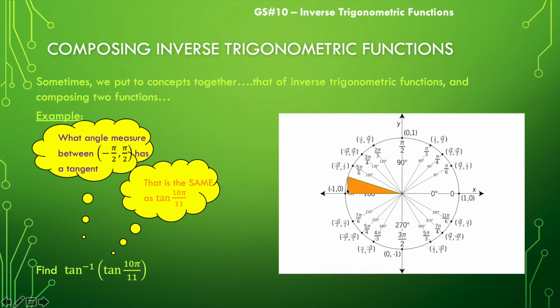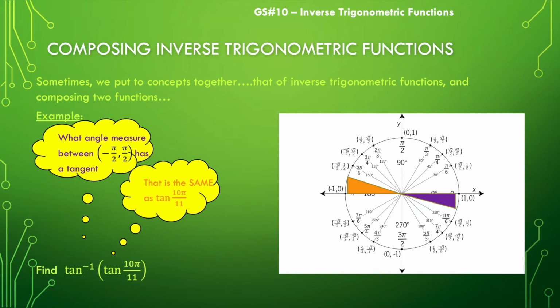Okay, so notice I don't know what the tangent is there, but I don't need to. All I really need to know is, what angle measure in this restricted range, negative pi over 2 to pi over 2, has the same tangent as 10 pi over 11. Okay, so think about what we know about the tangent here. We know the tangent is going to be negative, and so we know that it's going to end up in not the first quadrant, but the second quadrant, because the tangent is negative in second quadrant. So it's going to look like this.